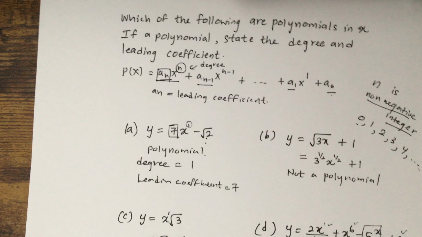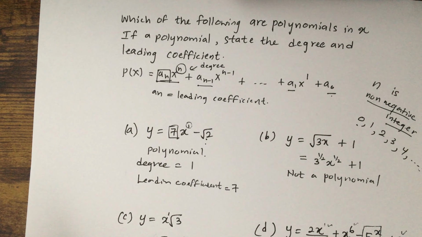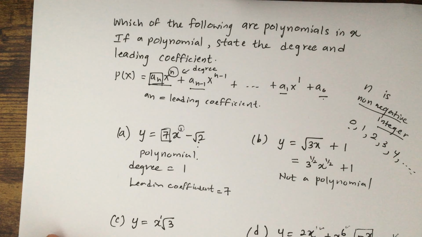So that's how you identify a polynomial and its degree and leading coefficient. I hope you understand this one.